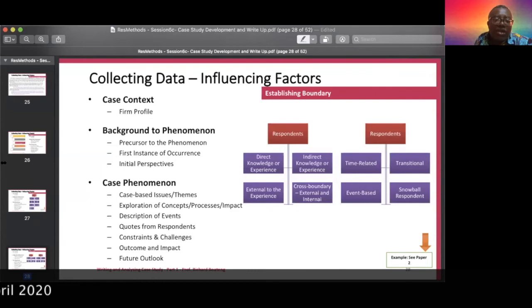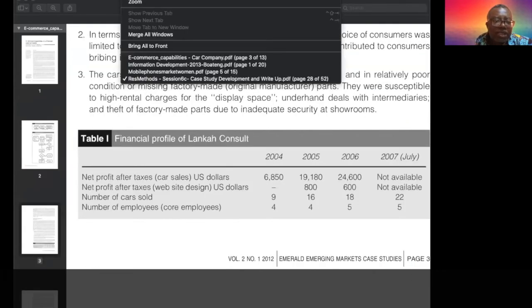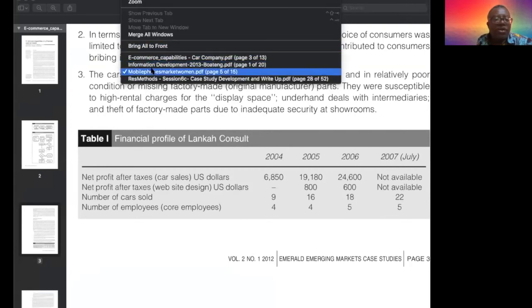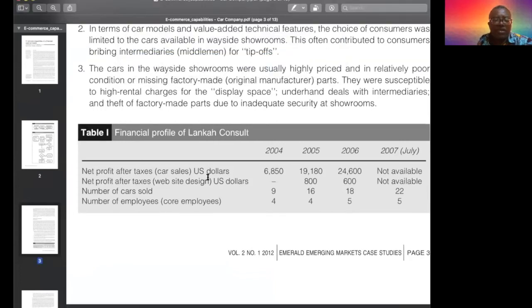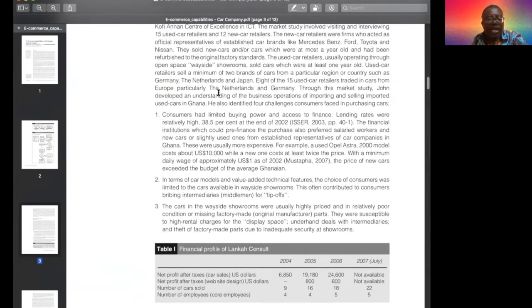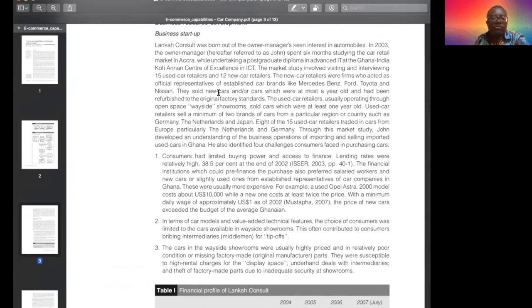So you understand. Now let's go back to our example again. Now we are looking at this paper on the car company. I want to assess whether we can find some of the different types of respondents here. Okay, now look at this scenario. Lanka Consult was born out of the owner manager's keen interest in automobiles. In 2003, the owner manager, referred to as John, spent 6 months studying the car retail market in Accra.